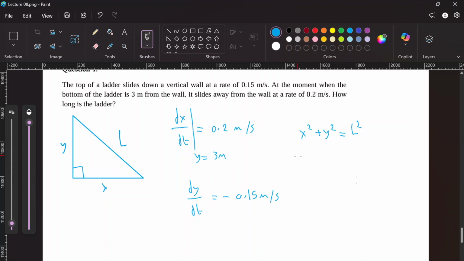Now we can differentiate. It's going to be 2x multiplied by dx over dt plus 2y multiplied by dy over dt equals 0. If we divide by 2, we can remove the 2 from 2x and 2y, and we can move one term to the other side. Now we can substitute the values and we'll get y. What is the value of x? The x is 3. No, x is not given.